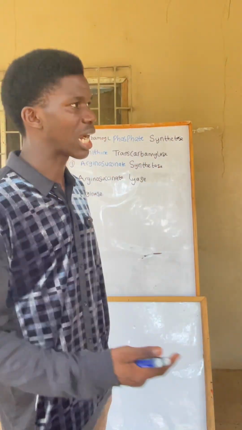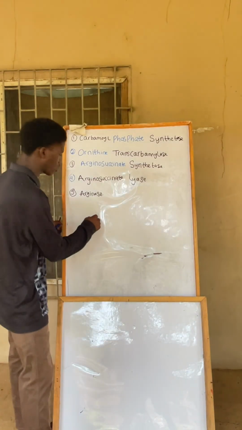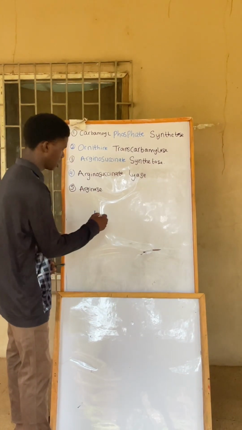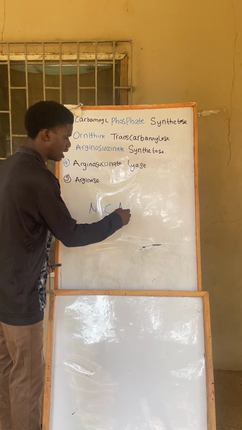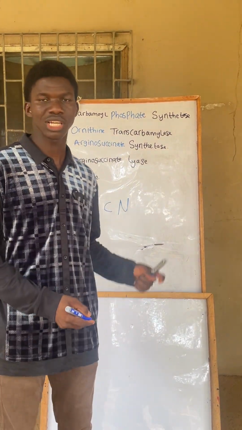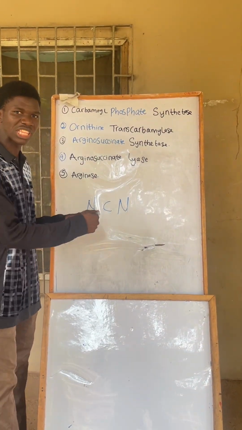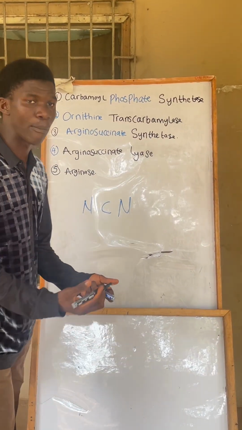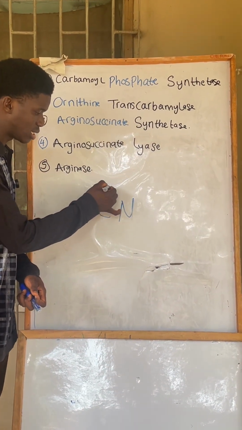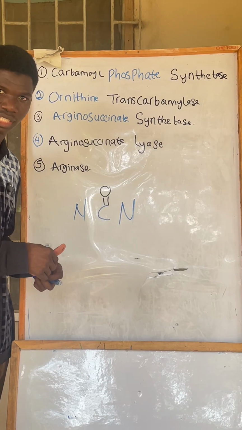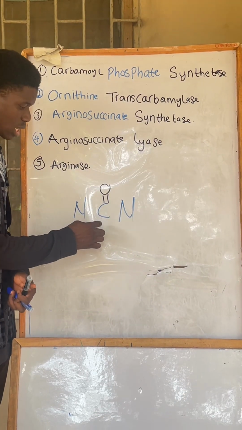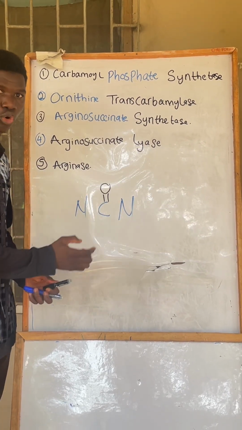So, what is urea? Urea is a compound that has two nitrogens and one carbon. That is a nitrogen here, a carbon, then a nitrogen. And what type of carbon? It is a carbonyl carbon, that is a carbon with oxygen on it like this. Just two nitrogens and one carbon, and that carbon is carrying an oxygen.